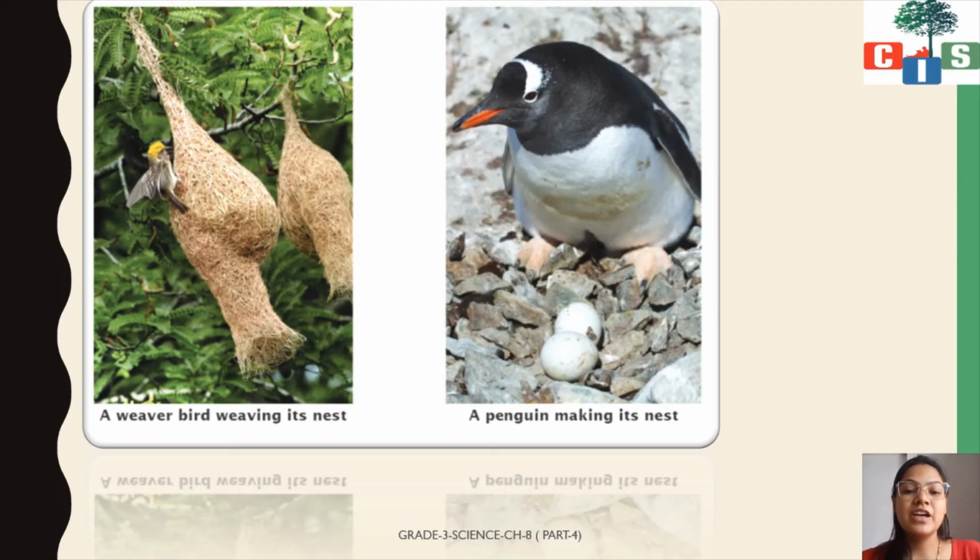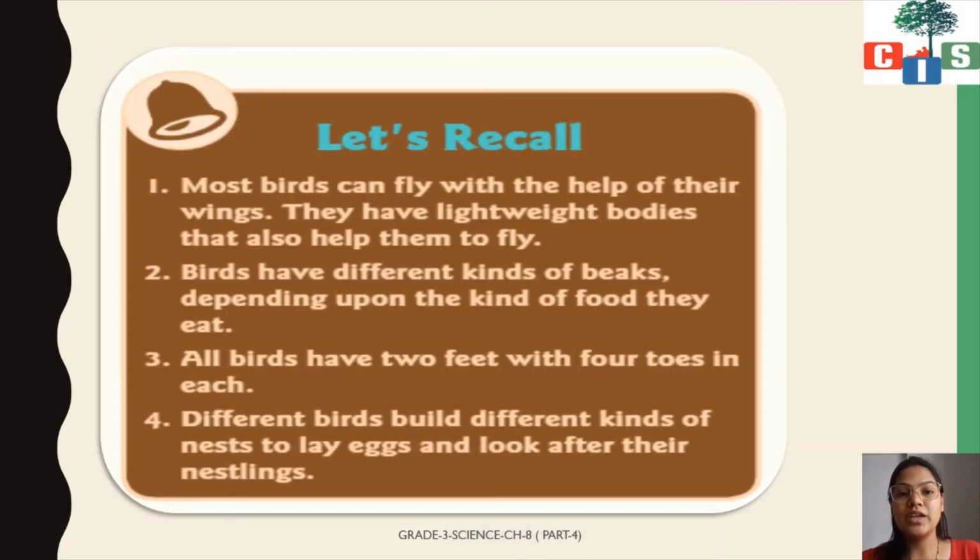Now here I have shown you the picture. A weaver bird weaving its nest. Can you see how beautiful it is? And we also have this in our school. When we enter you can see this type of nest is there. And you can see how a penguin is making its nest. They've collected all the stones and pebbles and they have created a nest-like thing and they keep the egg over there. Okay, so now let's recall the whole chapter, what all we have studied in this chapter.